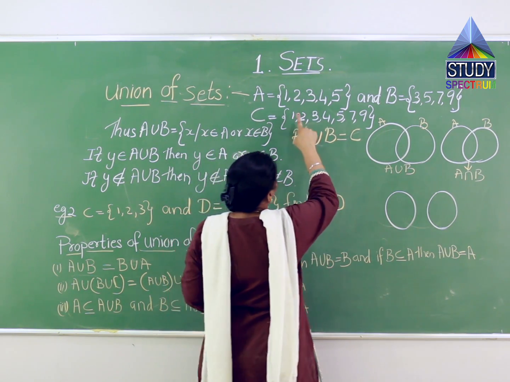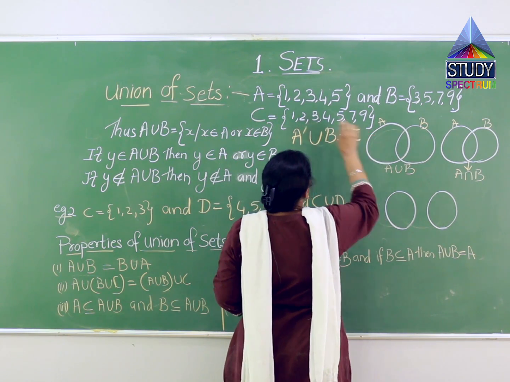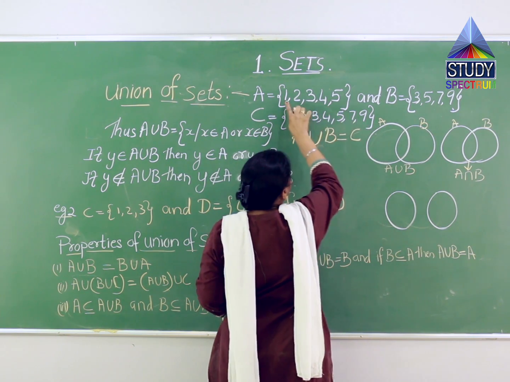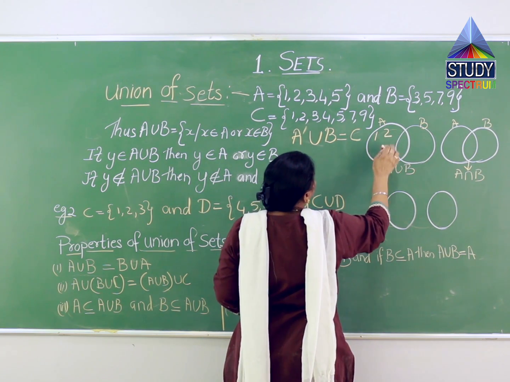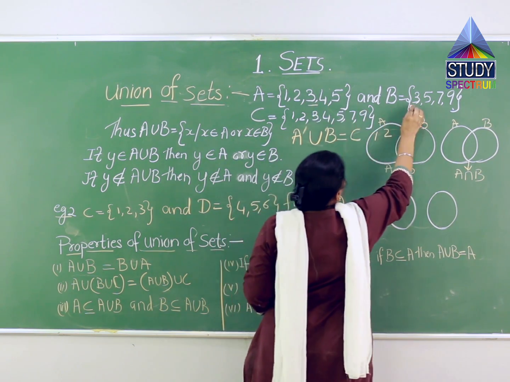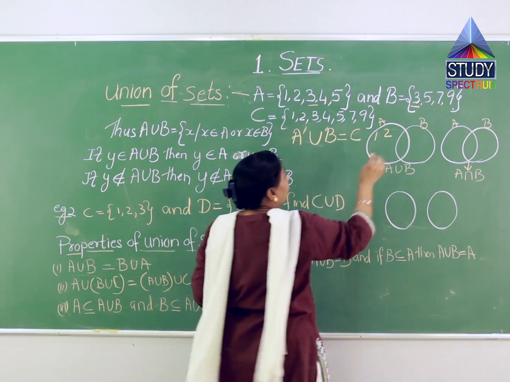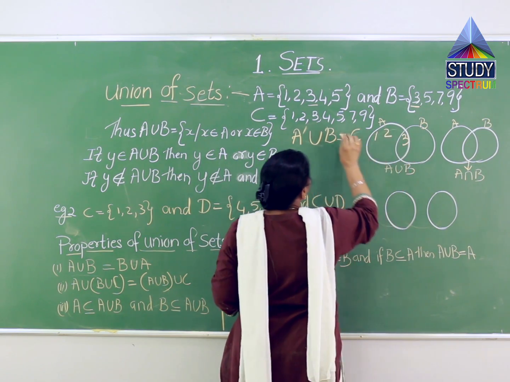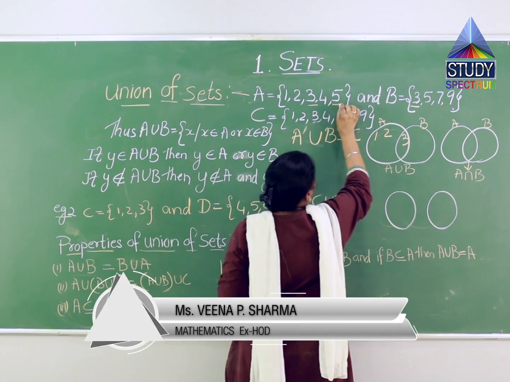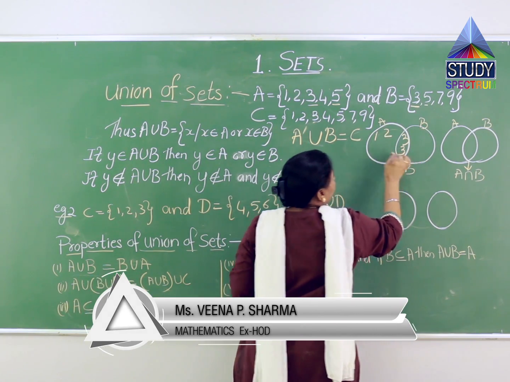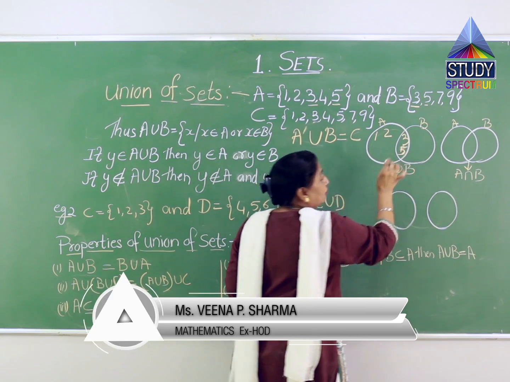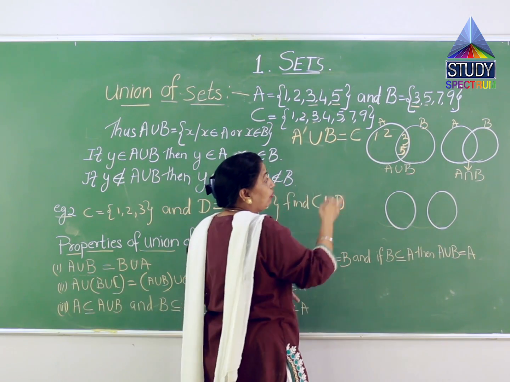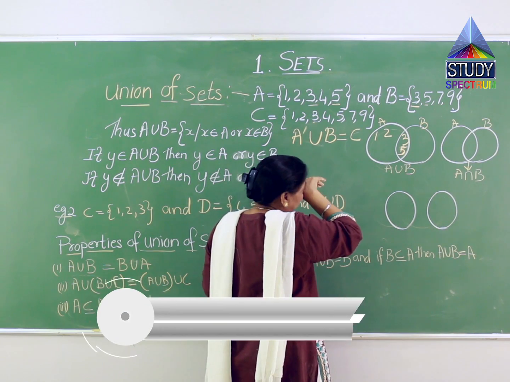Here it is 1, I will put, because in set A, what numbers are there? 1, 2, 3, and 3 is common in both. So whichever is common, I'll put it here. 3 is common and the other, 5, is common. Sorry, this is actually known as intersection. The elements which are common, that is intersection.